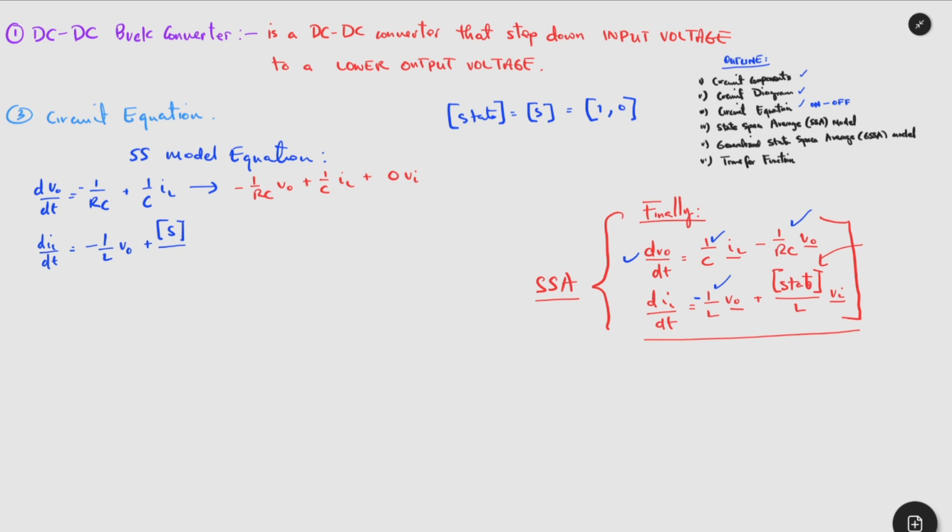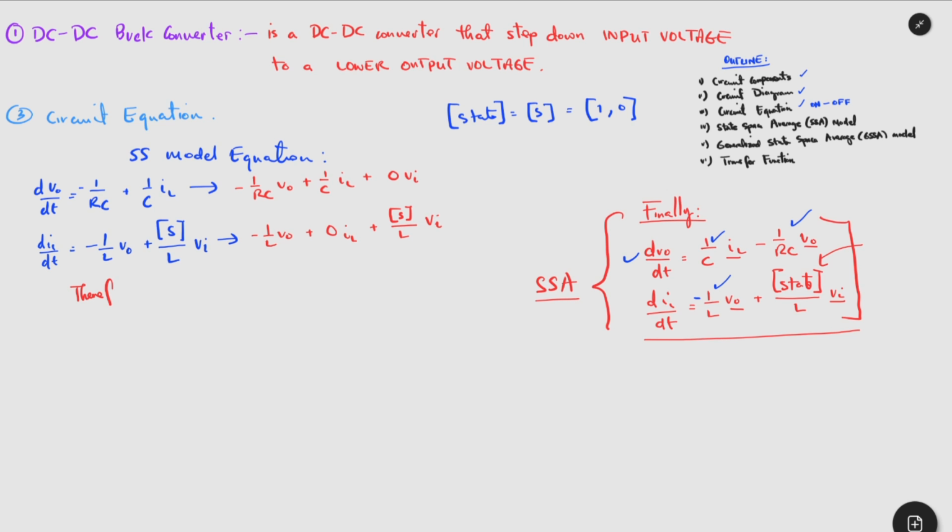So we have S, the state, over L, and we have VI, which can now simply be written as minus 1 on L V naught, and plus, since for the IL we now have 0 IL, that's why I explained previously that 0 times the IL plus the state over the L, which is VI. So this is how we got the state space equation that we discussed previously.